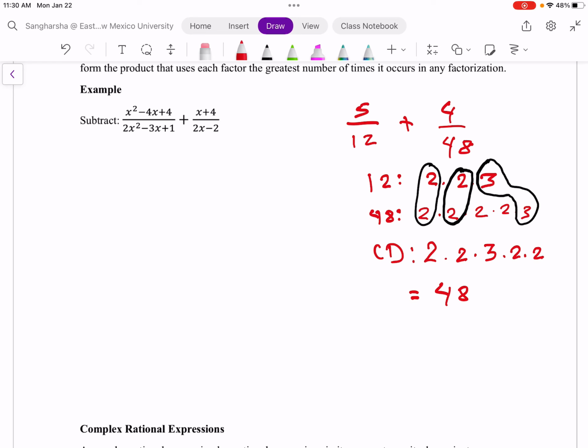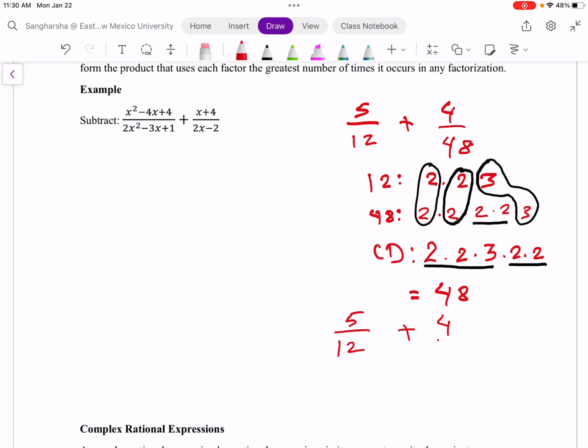You write down each denominator in a factor form. Then write down the common factor once and the remaining factors as they are. So these two here are not common, so we just copy them here. And these 3s are common in both denominators. Okay, now once we have the common denominator, let me rewrite our expression.